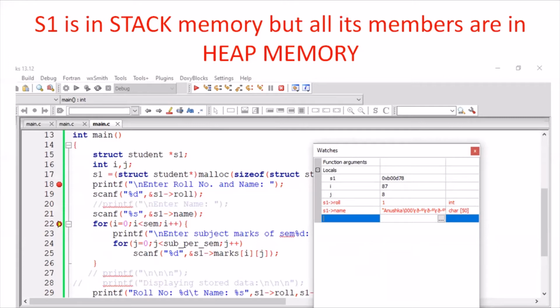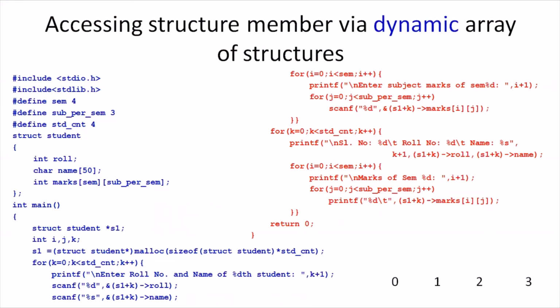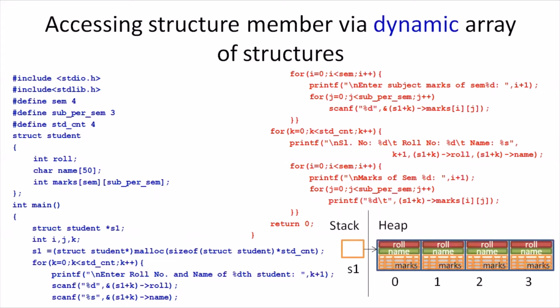Now that we have understood how a structure variable can be created dynamically in the heap memory, we will take a look at an example where we can create an array of structure dynamically in the heap memory. In this example, we will create a variable of pointer to a structure type in the stack memory, and then using the malloc function, we will create an array of structure in the heap memory.